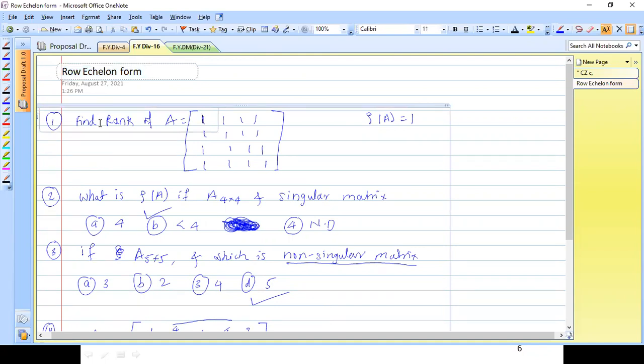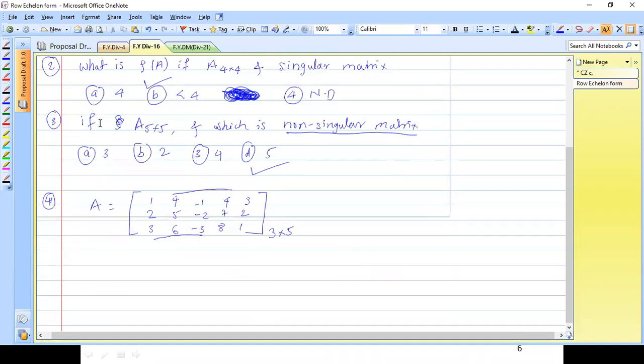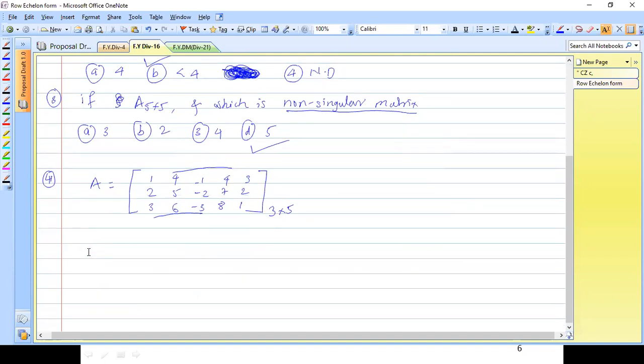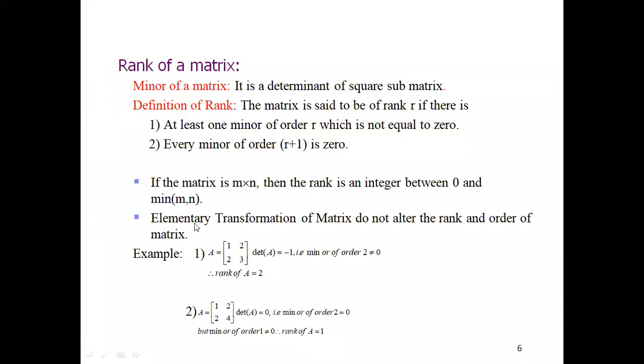So now what is row echelon form? How can we find row echelon form? Write down the definition of row echelon form first. I will just check whether we have it in a PPT or not. Okay, so these are the remarks.